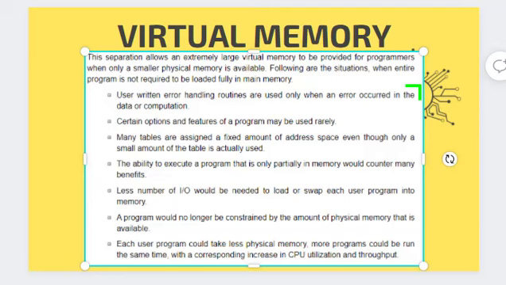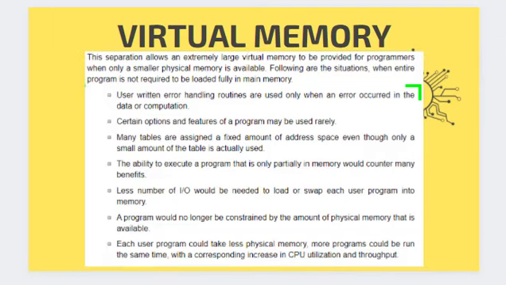The ability to execute a program that is only partially in memory would confer many benefits. A smaller number of I/O operations would be needed to load or swap each user program into memory. A program would no longer be constrained by the amount of physical memory that is available. And finally, each user program could take less physical memory. More programs could be run at the same time, with a corresponding increase in CPU utilization and throughput.